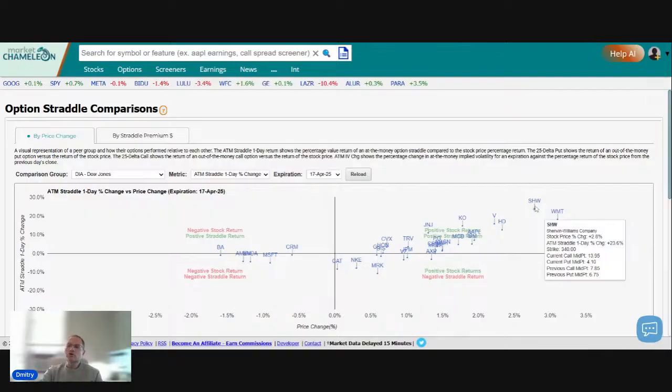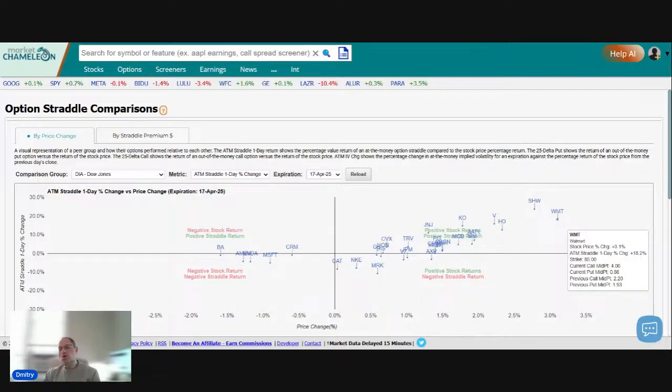If you hover over, you could see over here, Walmart as WMT, that's Walmart. If you hover over it, it'll give you more details. The stock price was up 3% yesterday. The at the money straddle was up 18%. Okay, and this was referencing the 85 strike on April 17th.